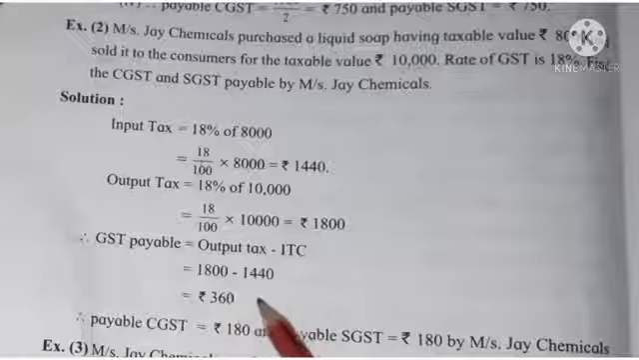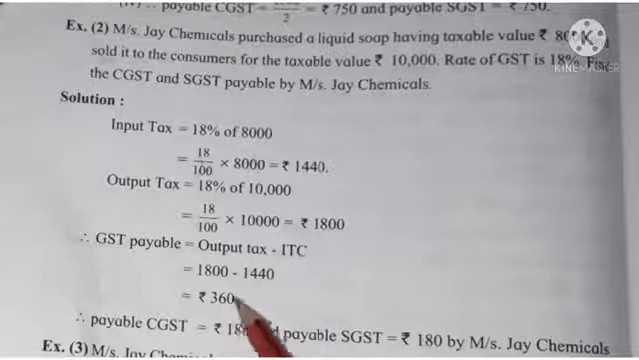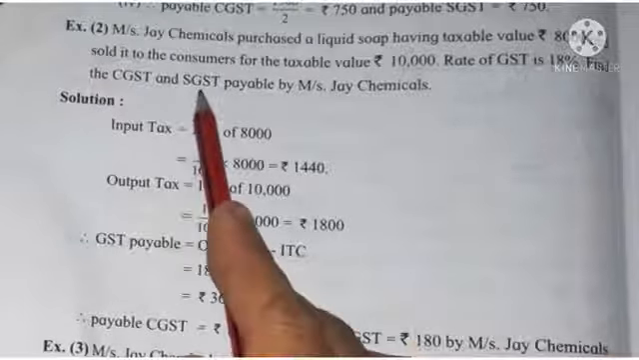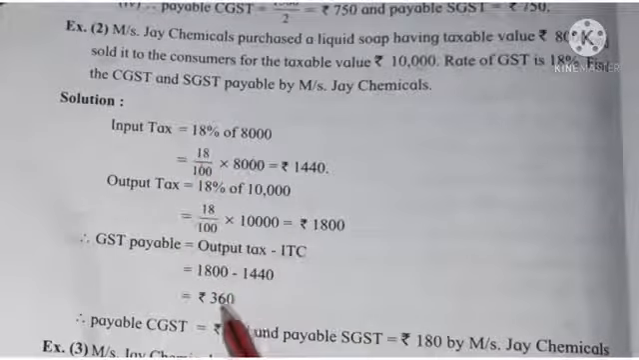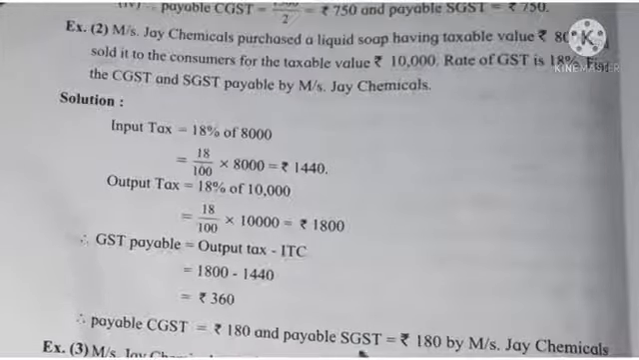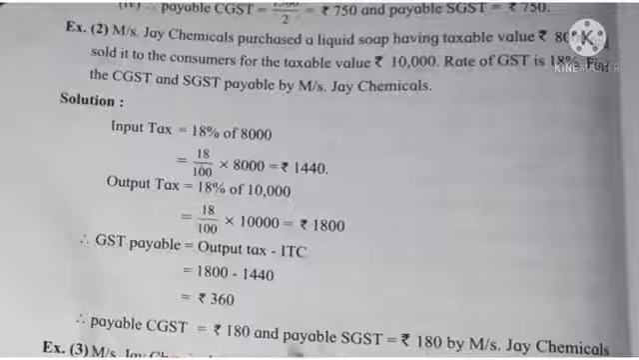1,800 minus 1,440, that is rupees 360. So we get the GST. CGST and SGST are each half of GST. So payable CGST is equal to 360 upon 2, which means 180. CGST and SGST are the same. Therefore, CGST and SGST are each rupees 180.